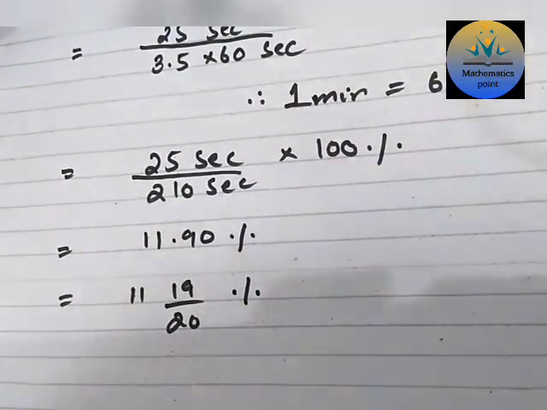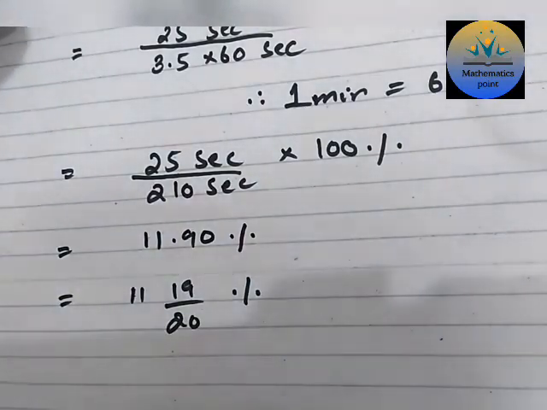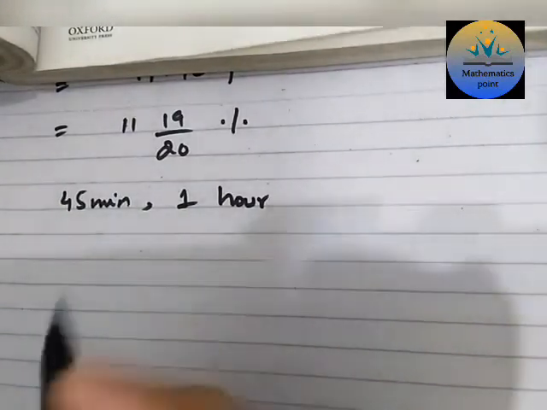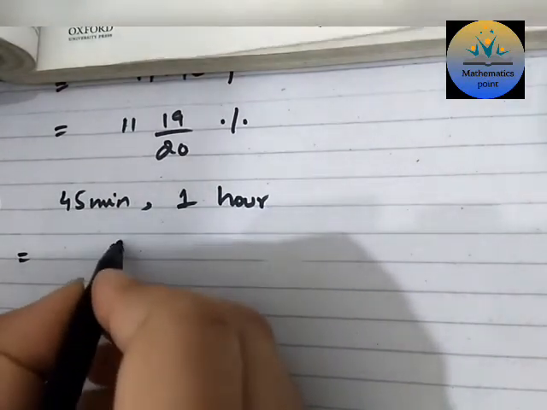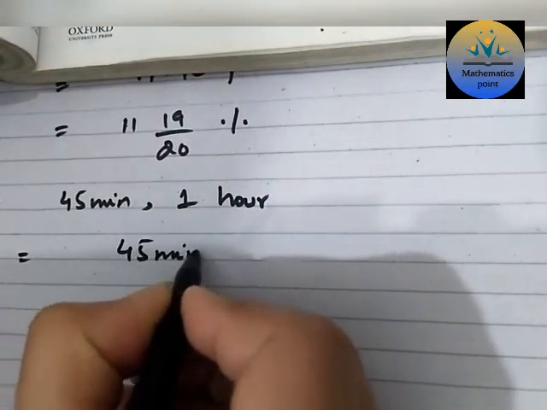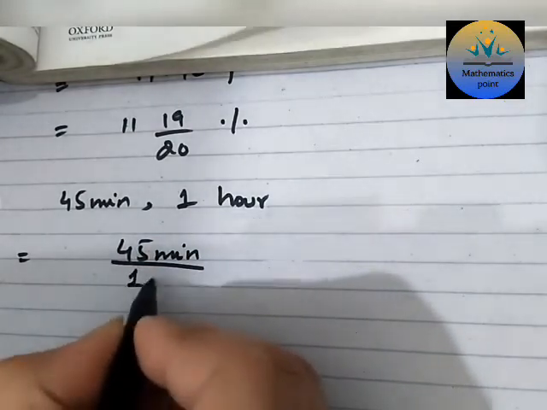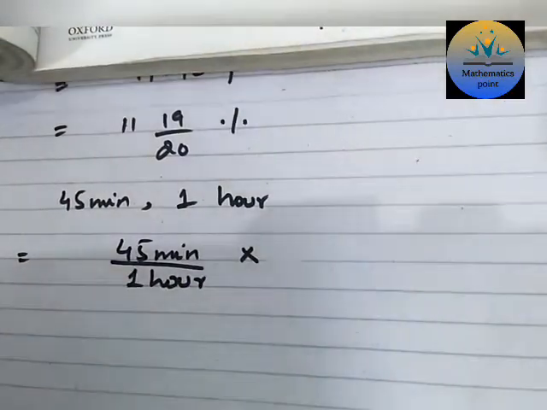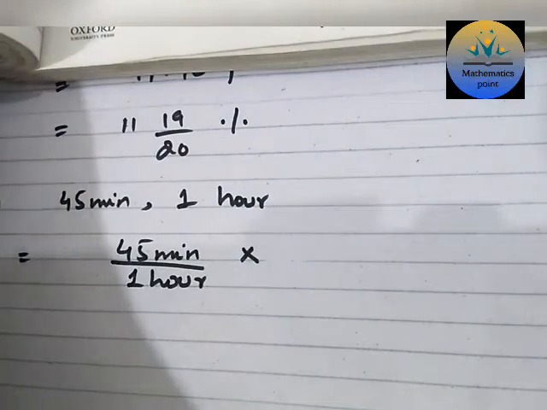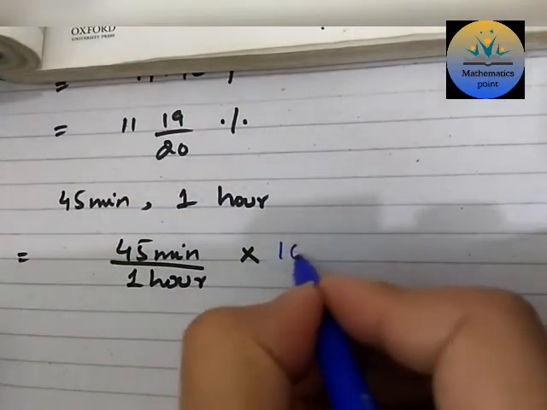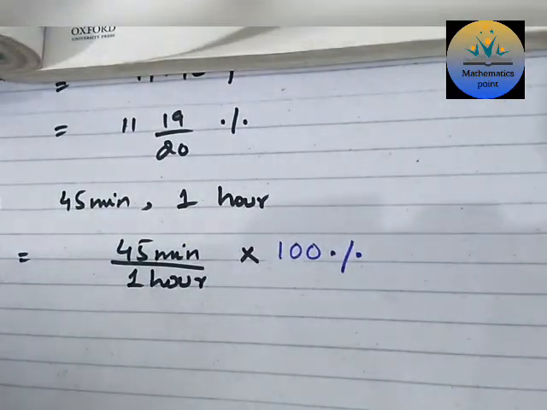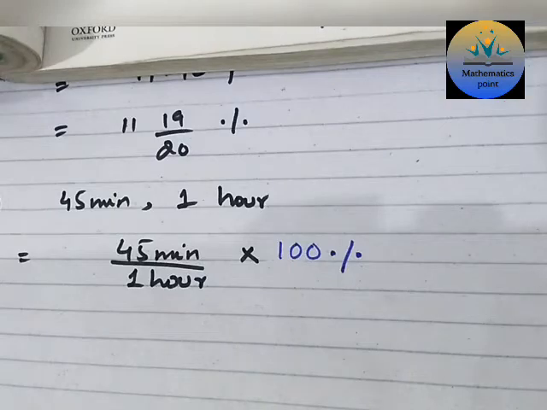Now the second part of question 9: represent 45 minutes as a percentage of 1 hour. So we have 45 minutes and we have to represent it in 1 hour. We write the 45 minutes in the numerator, the other one in the denominator, and as we want a percentage, we always multiply by 100 percent. This is the main common rule, so I'm writing it in blue: for conversion into percentage, we multiply by 100%.